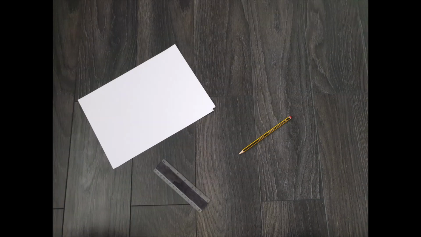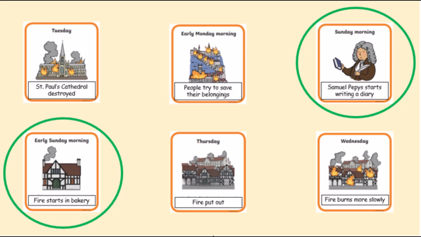To draw a timeline, you are going to need paper, a pencil and a ruler. First, draw a straight line across the middle of a piece of paper. We are going to then write start and finish to help us remember which way we are moving across the timeline. Now we need to put in our first event. Remember, I gave you the clue that the Great Fire of London started on a Sunday. So let's have a look at the events to see what happened on that day.